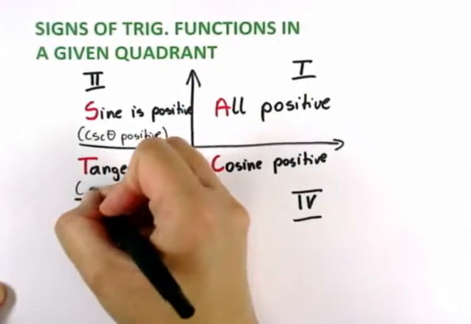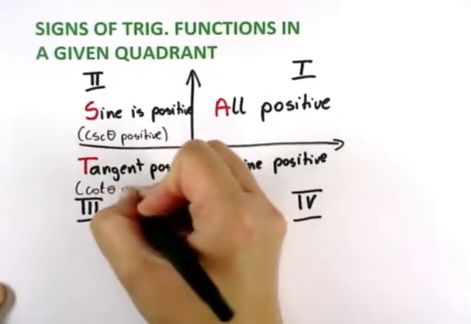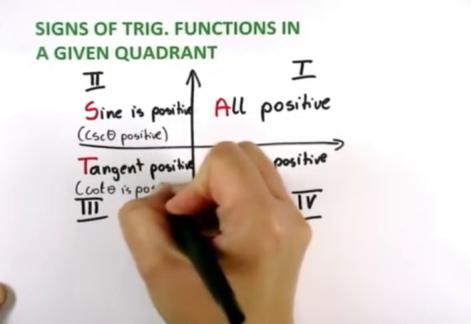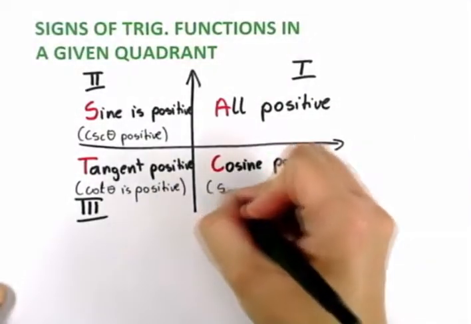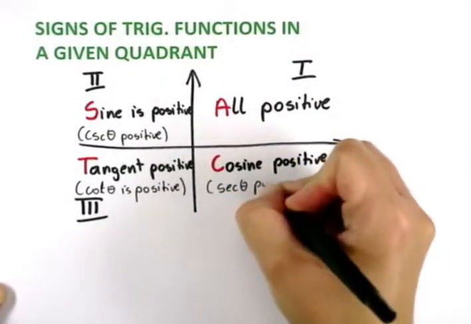Tangent's reciprocal, cotangent, is positive, and cosine's reciprocal, secant, is positive.